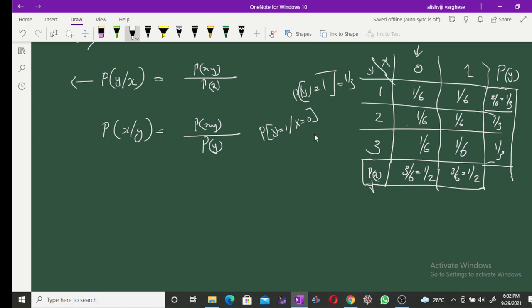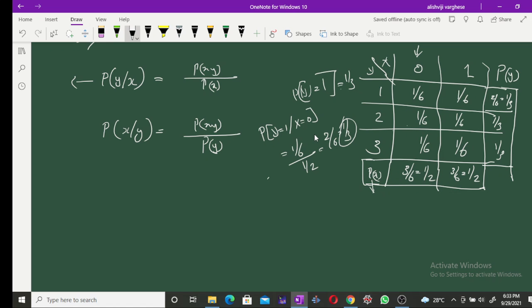So that is given by p of xy divided by p of x. P of xy is here 1 by 6, divided by the marginal distribution of x. x takes the value 0, and p of x equal to 0 is given by 1 by 2. So it is 1 by 6 divided by 1 by 2. That is 2 by 6, equal to 1 by 3. So that's the probability that y is equal to 1 when x is equal to 0.